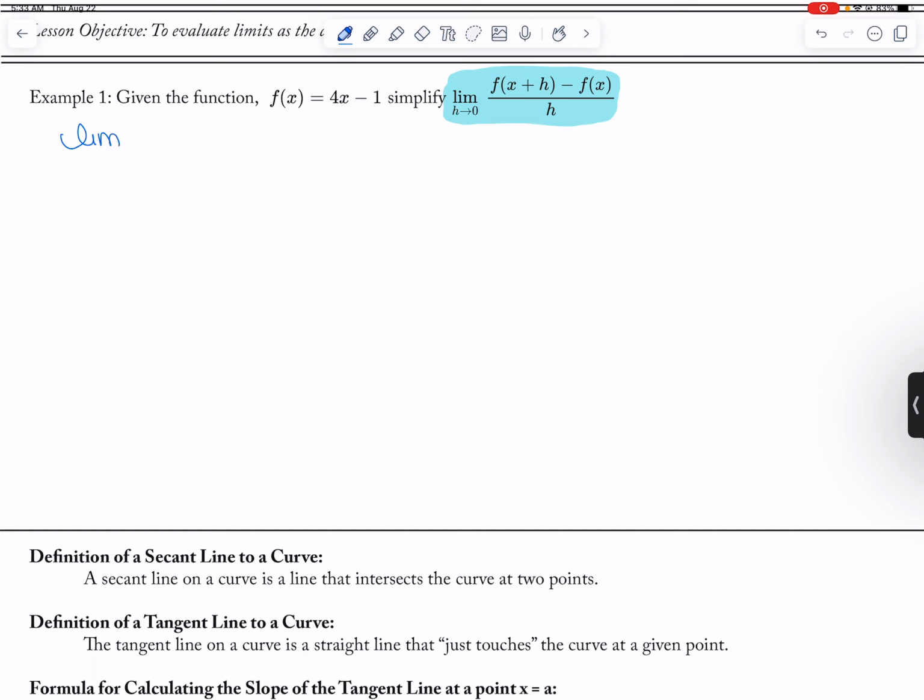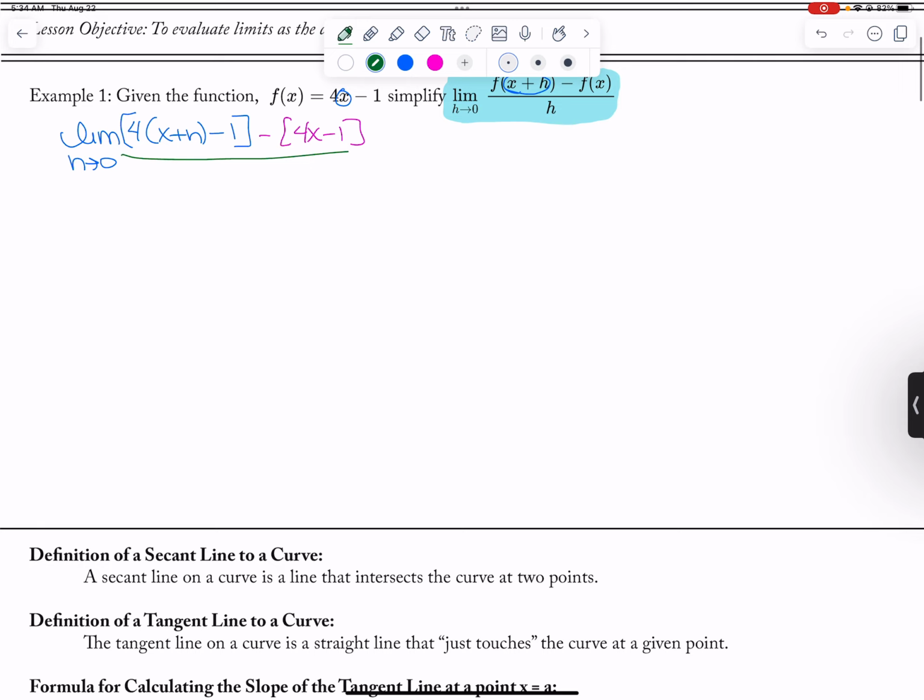Okay, so limit as h approaches 0 of f of x plus h. So I'm going to take my f of x plus h and plug it in for x. And then I have 4 times (x plus h) minus 1. I'm going to put this in brackets just so it's easier. And then minus f of x, which is just 4x minus 1. And then this is all divided by h.